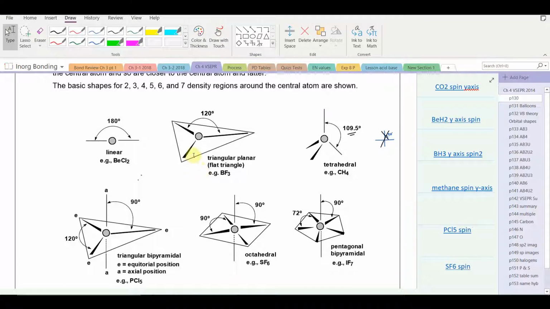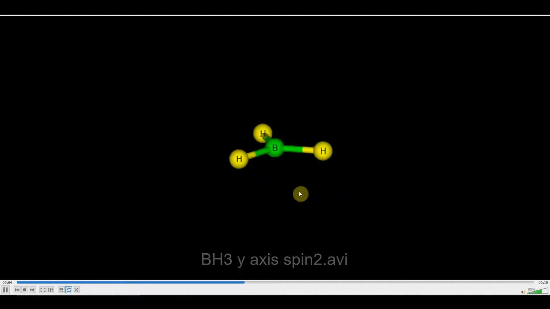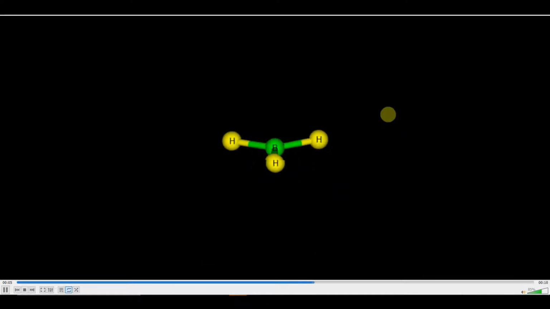If a central atom has three electron clouds around it, the arrangement will be a flat triangle called triangular planar with bond angles 120 degrees apart. BF3 or BH3 or BCl3 will adopt such a geometry. Here's an animation of BH3, 120 degree bond angles with a triangular planar geometry.